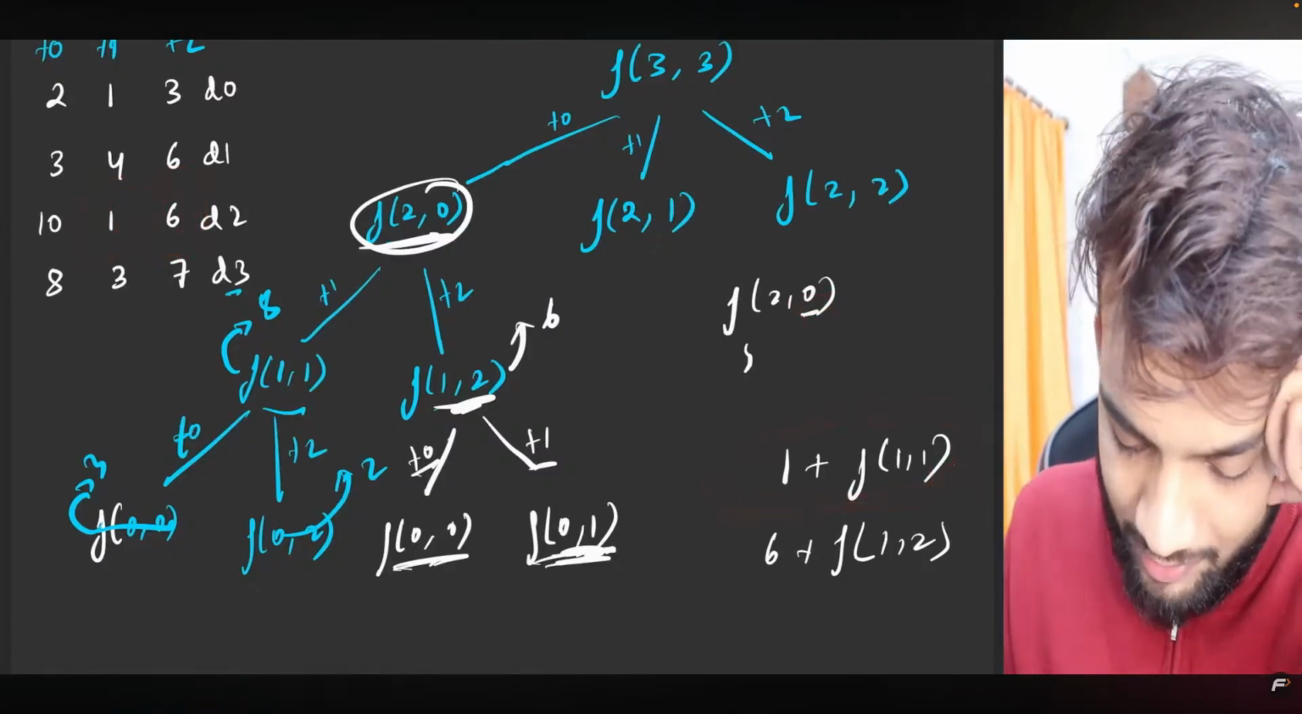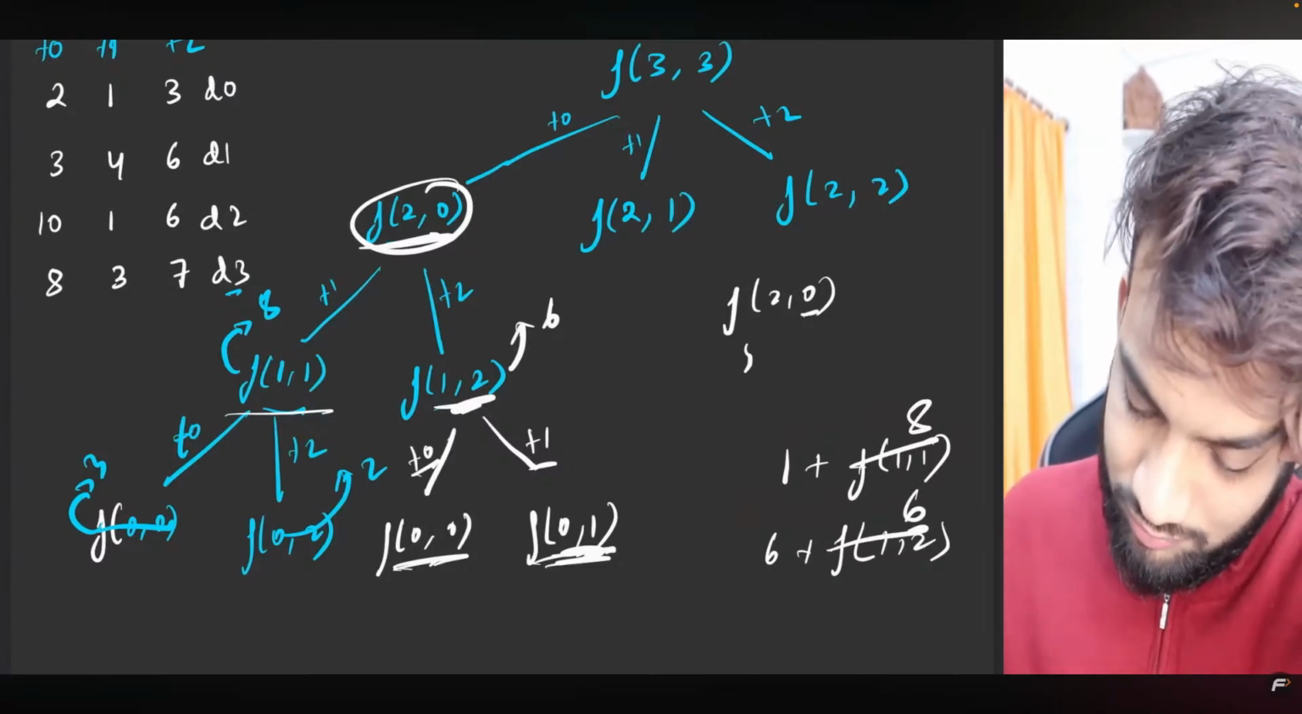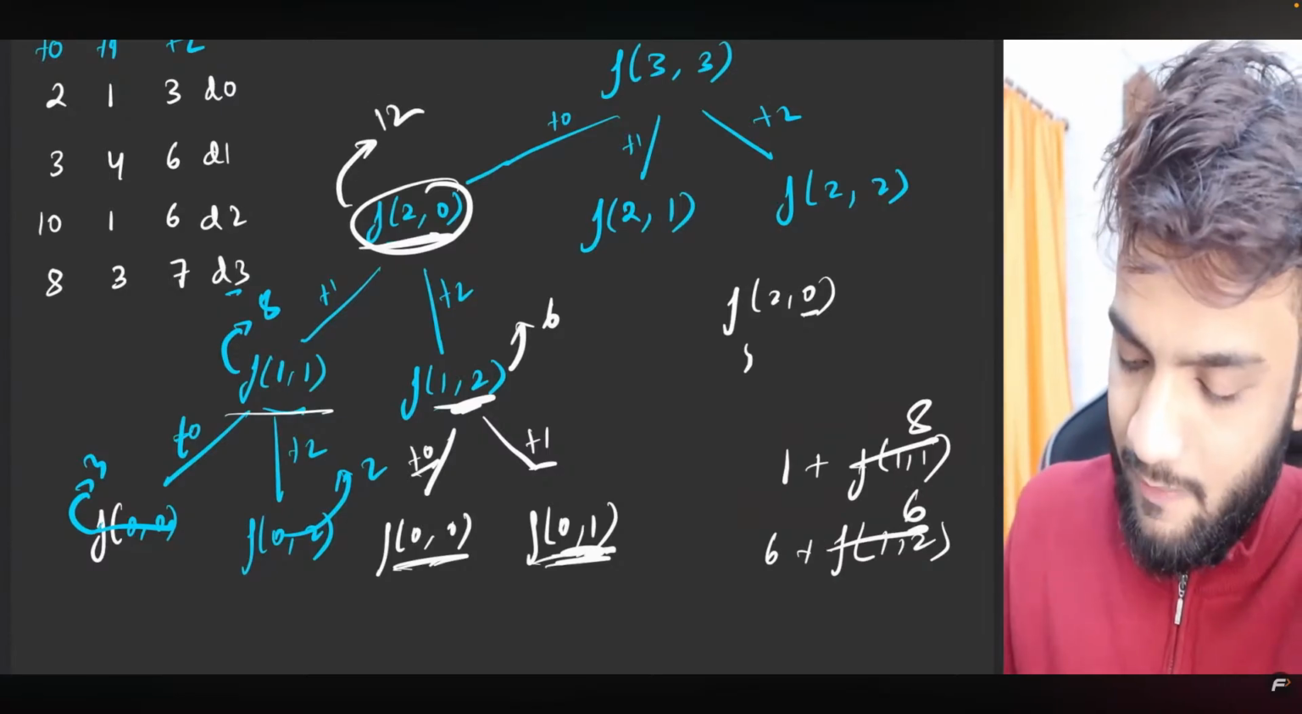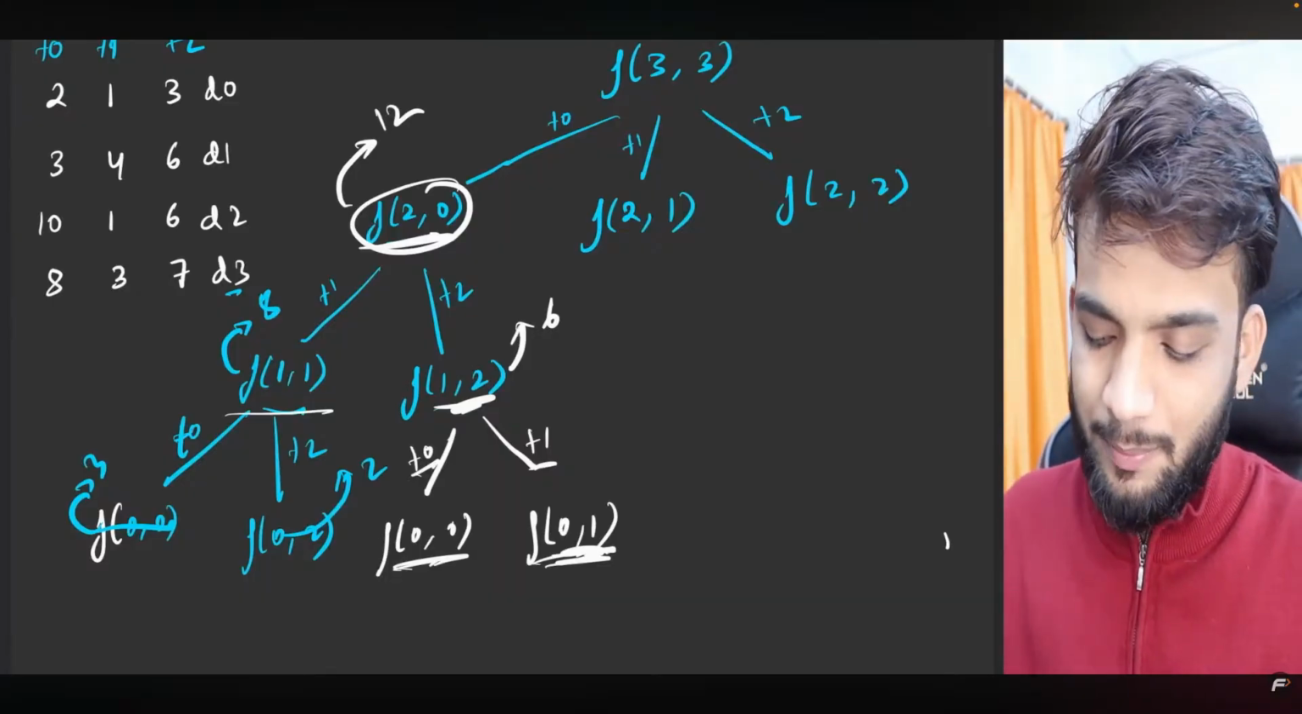So 1 plus f of 1, 1. What is f of 1, 1? 8. What is f of 1, 2? 6. So 9 and 12, which one is maximum? 12. So you return 12. Got it? Now you'll start seeing overlapping subproblems. I hope you've got the basic idea of how the recursion works.